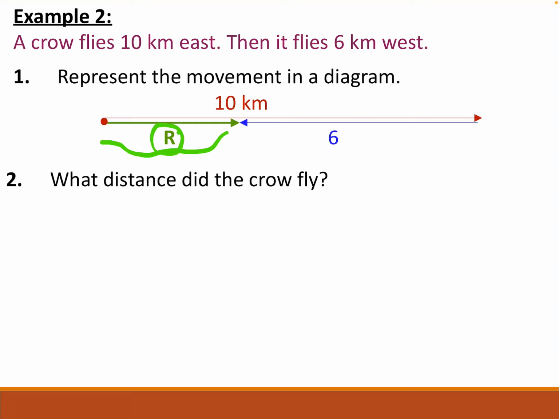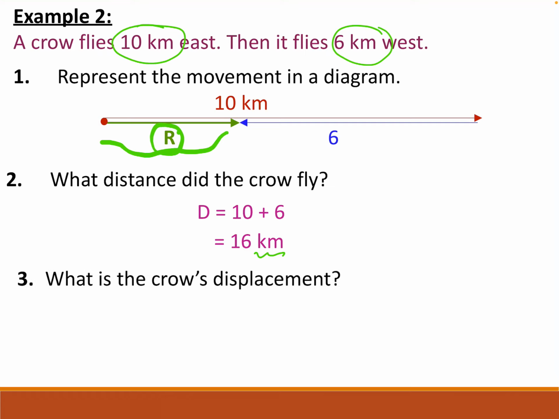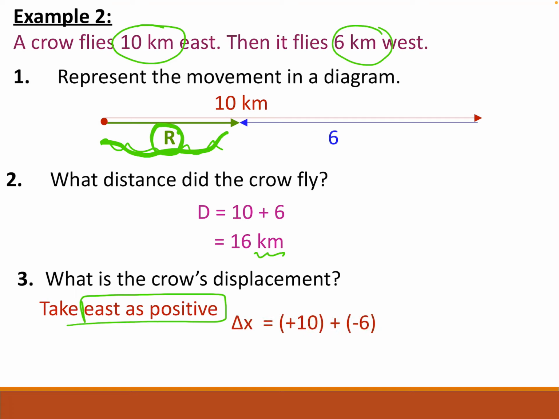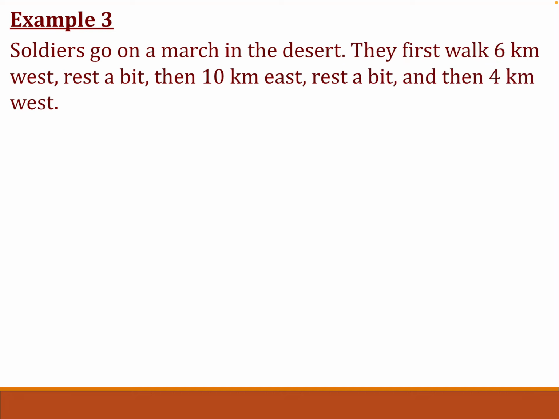Then they want, what distance did the crow fly? Well, he went 10 and then 6, so 16. That's straightforward. I'm keeping it in kilometers because my question was in kilometers. What is the crow's displacement? That's the resultant we have over here, but now we're going to calculate it. I'm taking east as positive, because it was the first direction given. So my delta x, because it's horizontal, is plus 10, because this is when it was going east, plus minus 6, because that's when it was going west. So we get 4 kilometers, but it's a positive value, so it's 4 kilometers east.